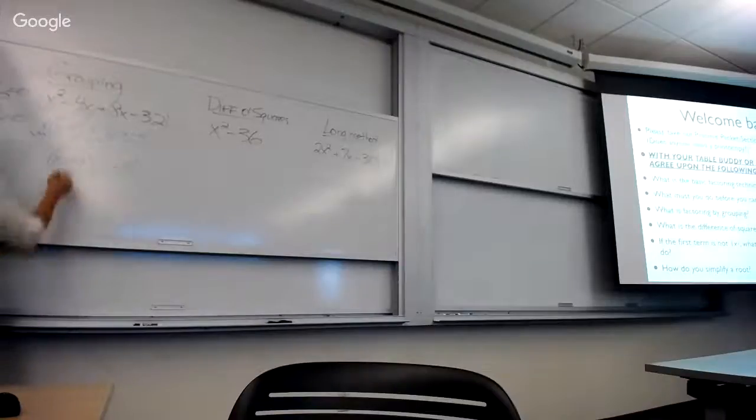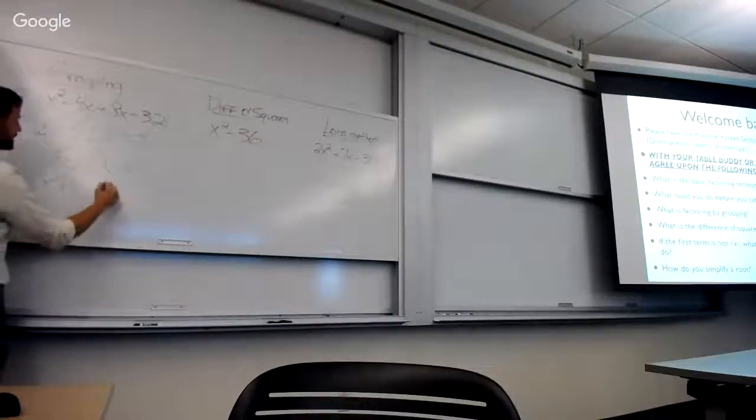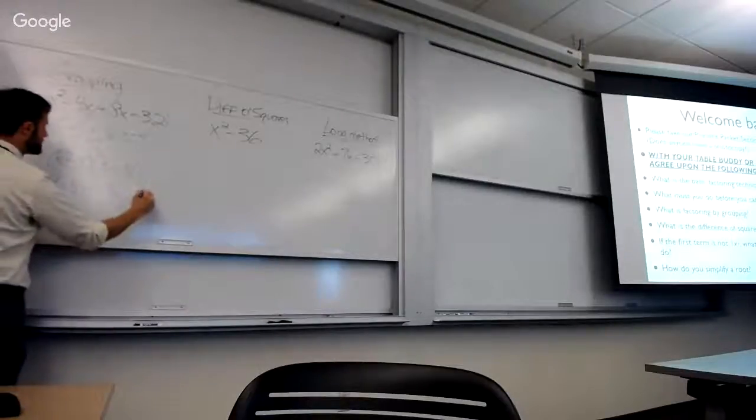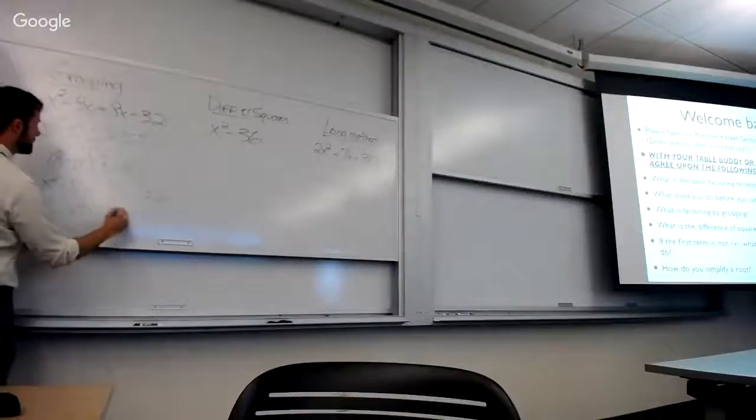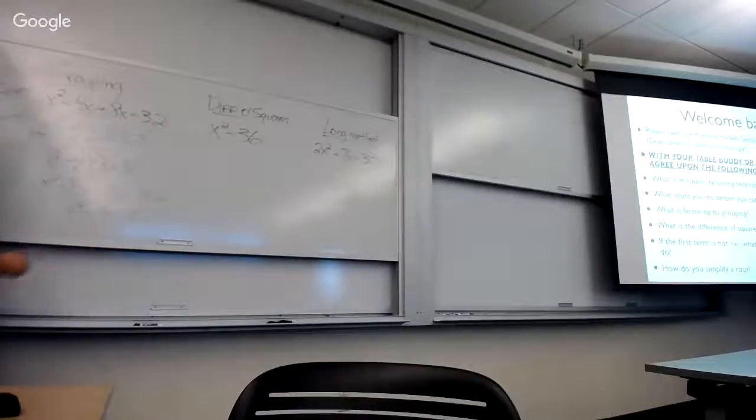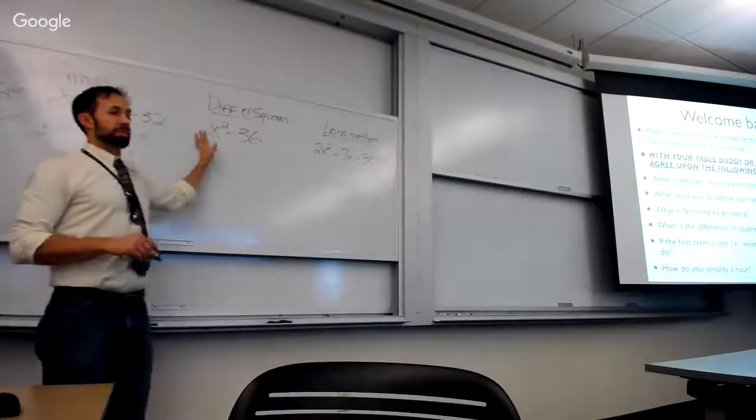So if I FOIL that now, first x squared, outer plus 8x, inner minus 4x, and then last minus 32, and I combine like terms, that's x squared plus 4x minus 32. Is that the same as the original? Well, in my original, the negative 4x and the 8x could have combined like terms. So yeah, negative 4 plus 8 is 4. Okay, what is the difference of squares approach?